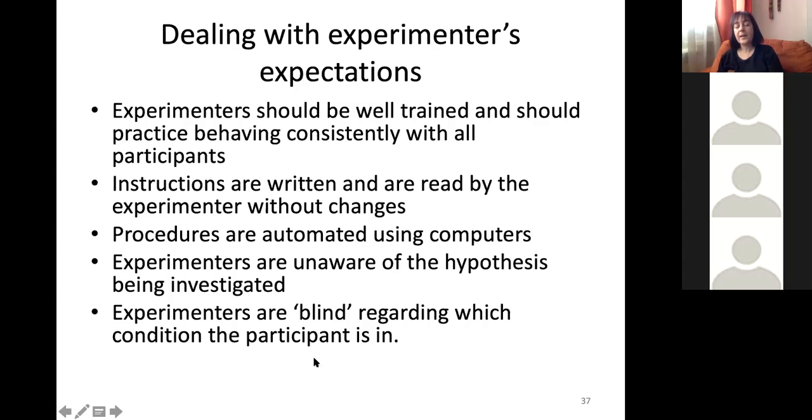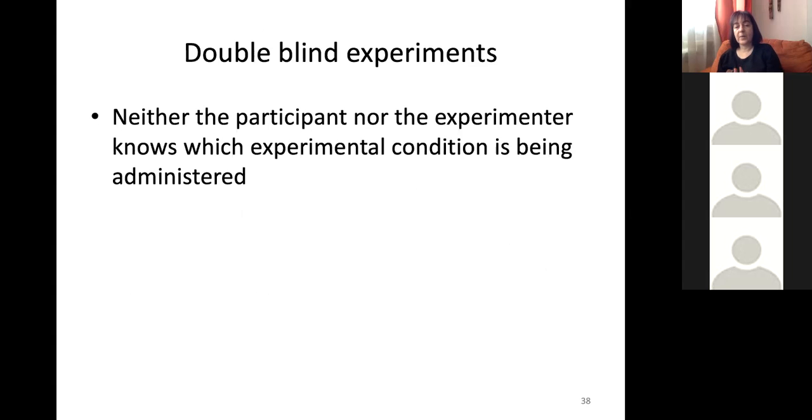And also, the experimenters should be blind, so they should have no information on which condition the participant is taking part in. And then we can have the so-called double-blind experiments, in which neither the participant nor the experimenter knows which is the experimental condition that is being administered at the moment.